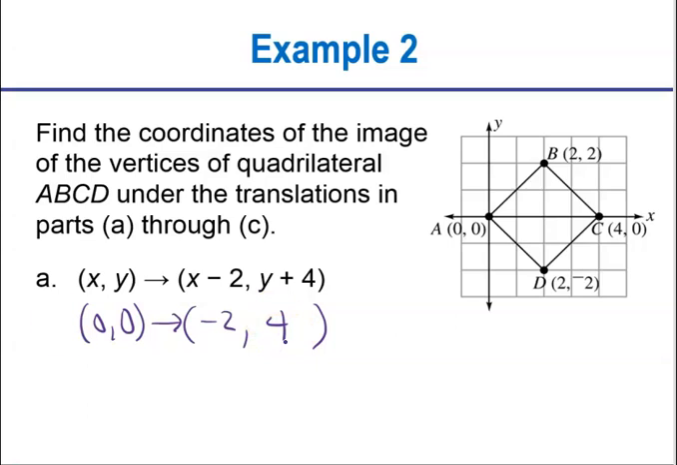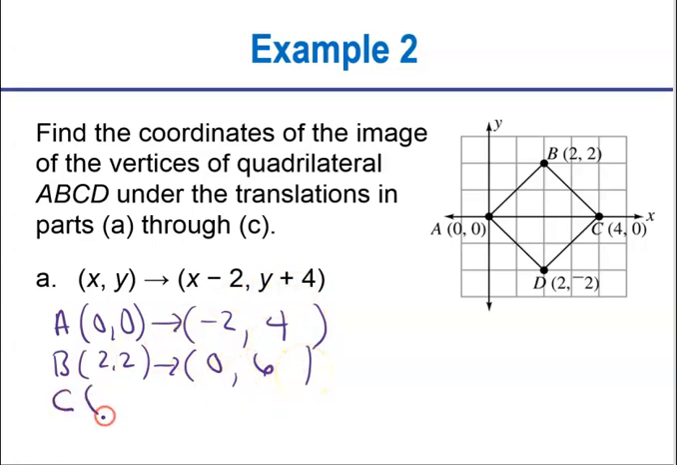Then I'm going to use, let's do them in alphabetical order, my B point, which is 2, 2. Notice it's labeled for me already, but it's not always labeled for you. You might have to do that yourself. All right, and again, I'm going to plug my 2 in for my x. 2 minus 2 is 0. I'm going to plug in 2 for the y here. 2 plus 4 is 6. And my new image point is going to be 0, 6. That would be my B prime.